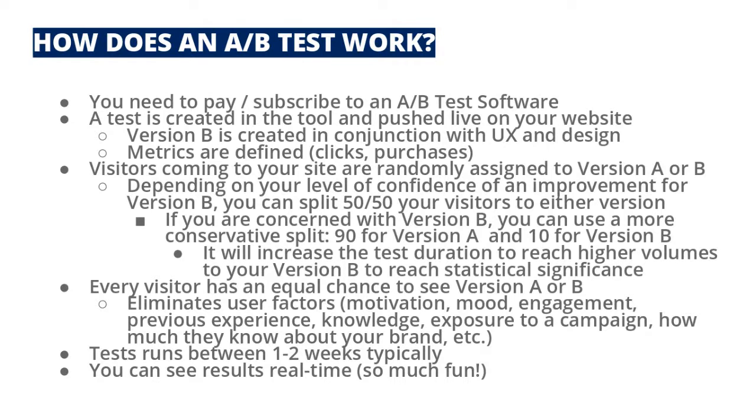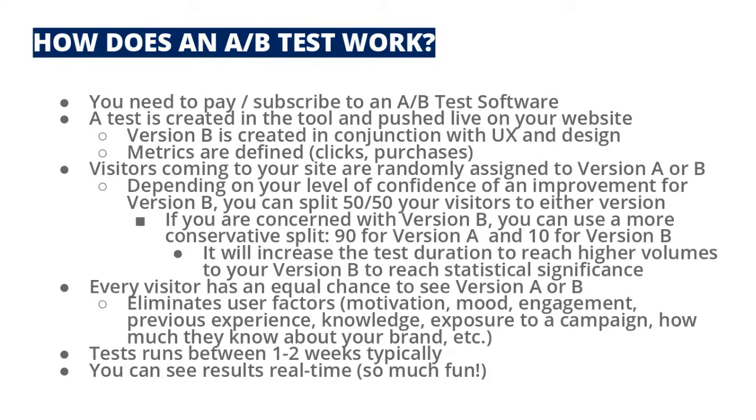But some tests maybe take more time. One of the questions that you will have to think about when you do A/B testing is, how many people do I send to version A? How many people do I send to version B? So depending on the level of confidence in your improvement for version B, you can split 50-50. Or you can say 90-10. Or you can say 75-25. You can do any split that you want.